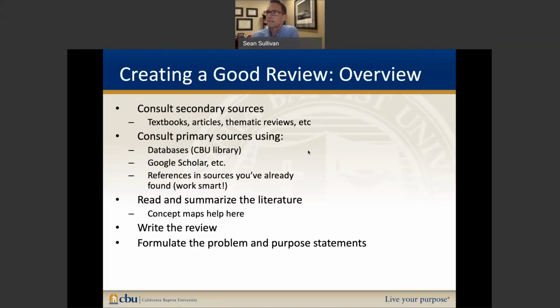Some people will go directly to primary sources. You'll go into databases of the CBU library or Google Scholar or references and sources you're already working with for your literature review drafts, and you'll go to what are called primary sources first. Primary just means they collect original data. They're not reviewing data that other people have collected.